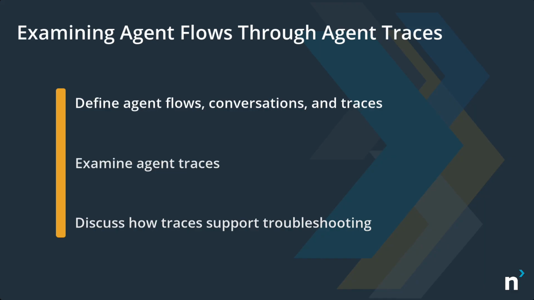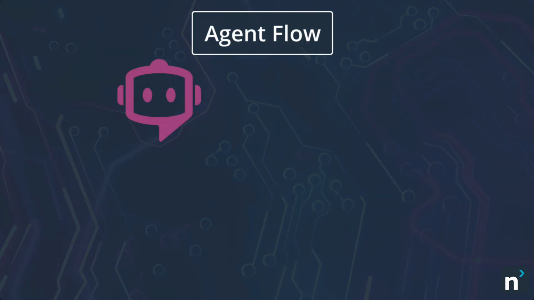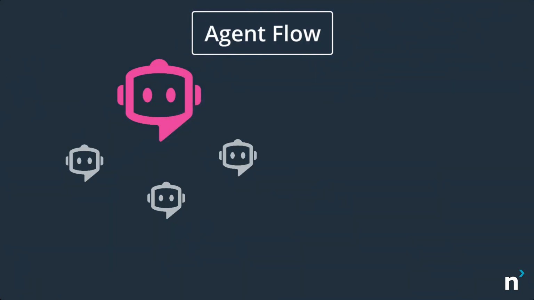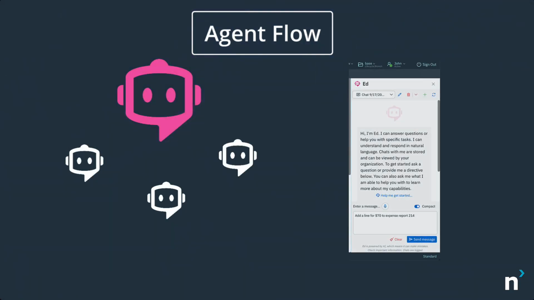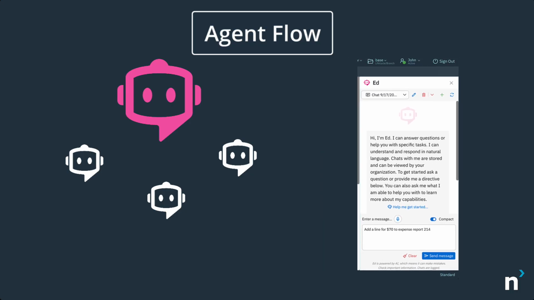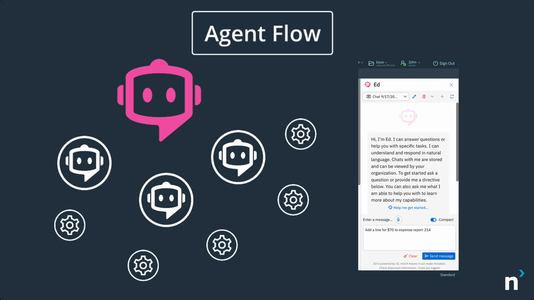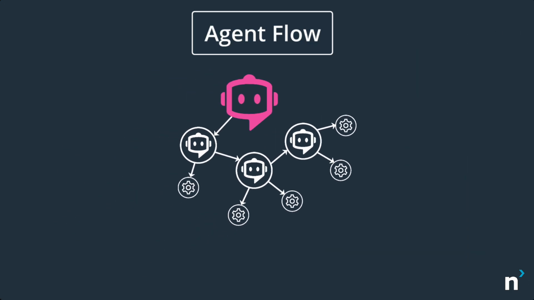Let's start by defining agent flows. An agent flow begins whenever Ed, or any other agent, receives a user request. To satisfy the request, multiple agents may be called, and multiple skills may be executed. These series of actions are referred to as an agent flow. Think of an agent flow as the decision path behind the scenes.